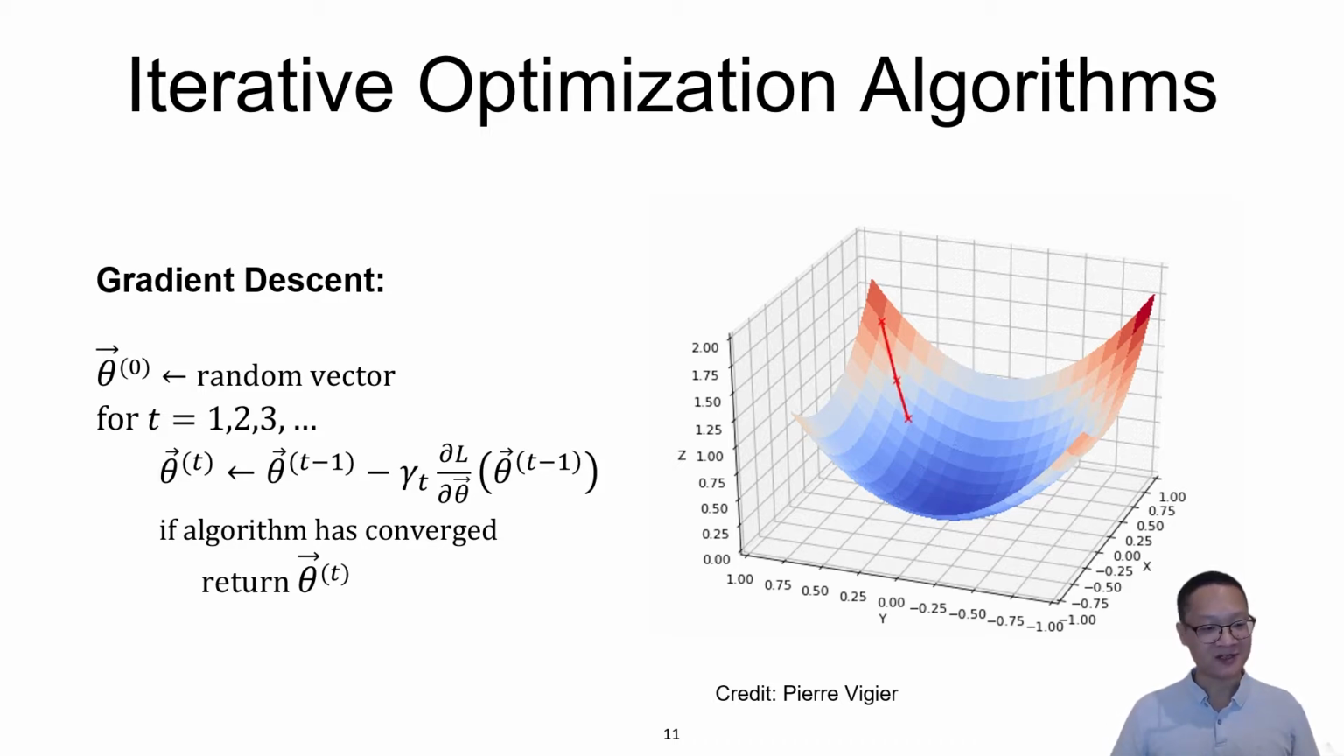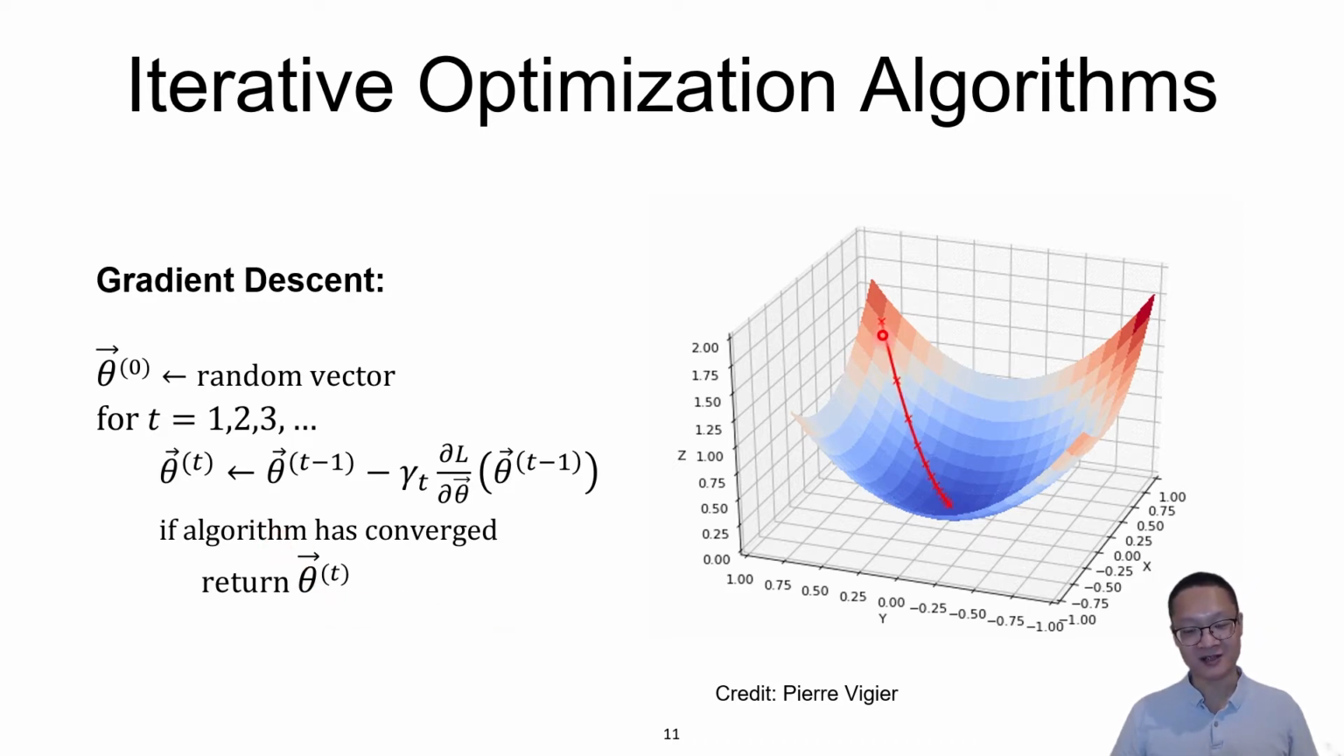So just to recap a little bit, in gradient descent, we choose some random vector to be the initial set of parameters called theta 0, where the superscript denotes the iteration number. Then we go through many iterations of parameter updates, each time taking the previous parameter estimate and subtracting a learning rate or step size times the gradient evaluated at the previous parameters. Once we have exceeded the maximum number of iterations, or if the algorithm has converged, then we return the parameters.